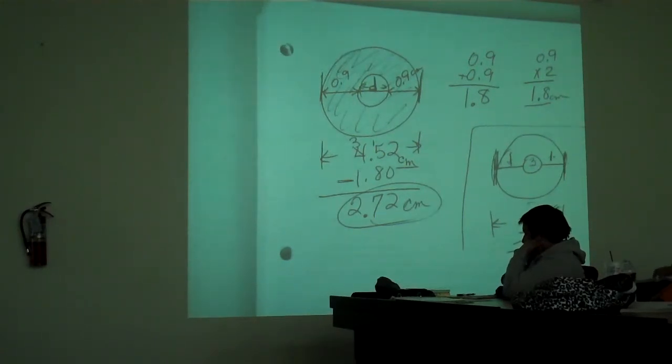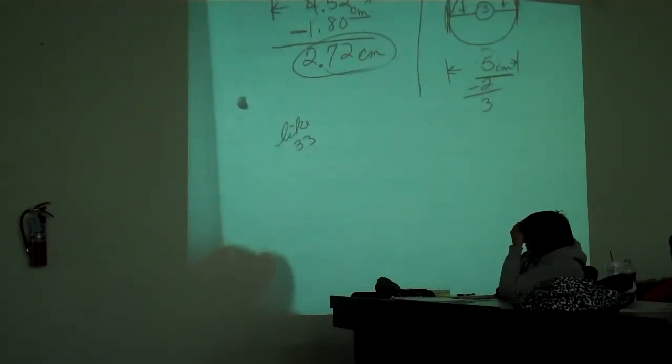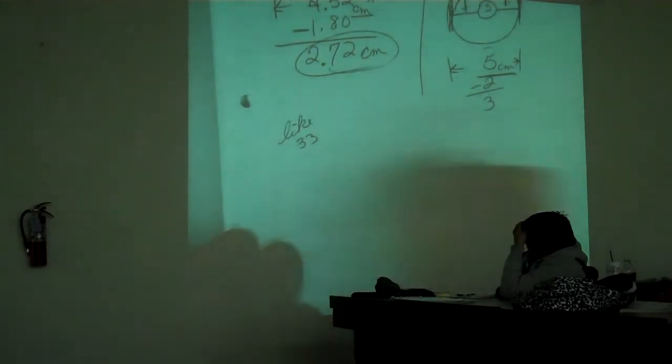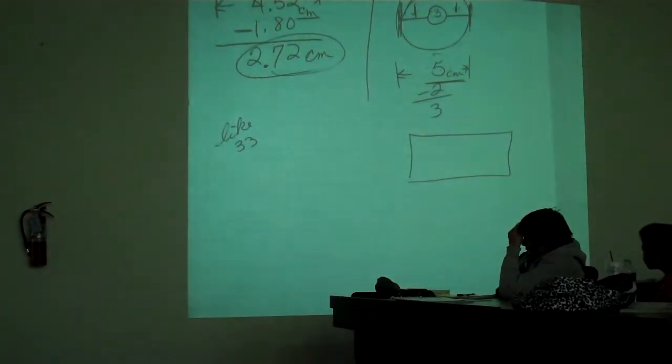Okay, number 33. I'm going to do one like it, similar to it, so that you'll know how to do number 33. So this is like 33. This is not number 33. Okay, it tells you you have a rectangular yard. It doesn't have a picture, but you want to draw yourself a picture when you do these problems. It'll help you figure them out.